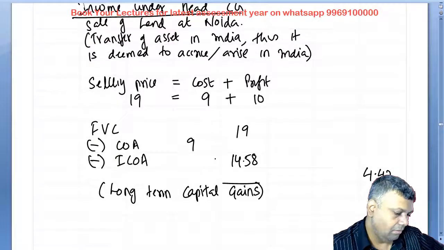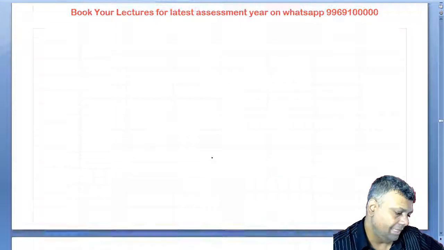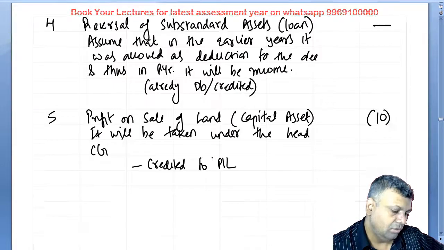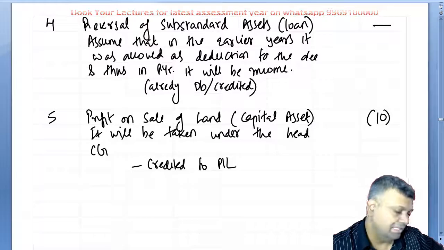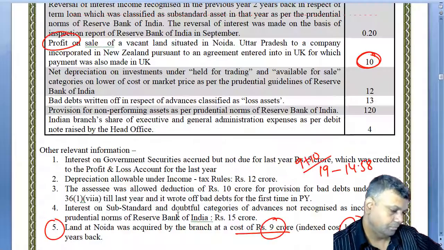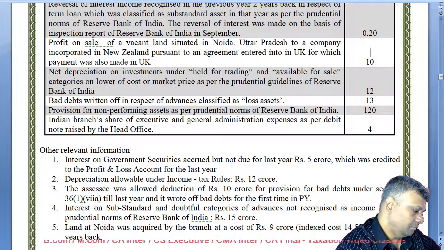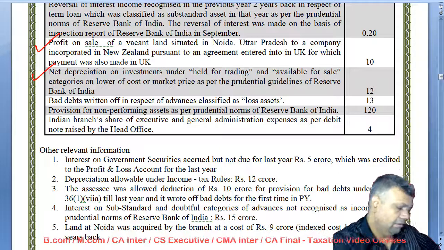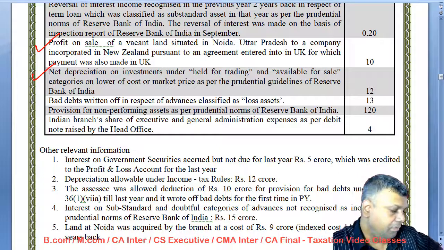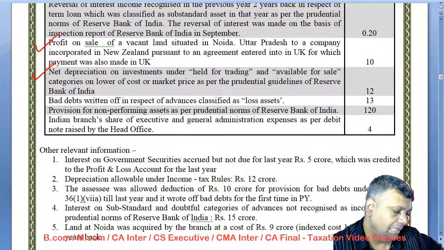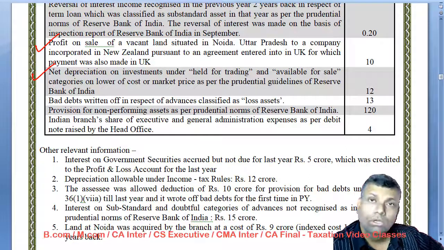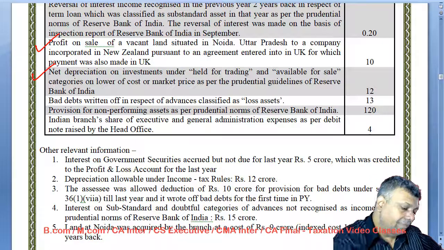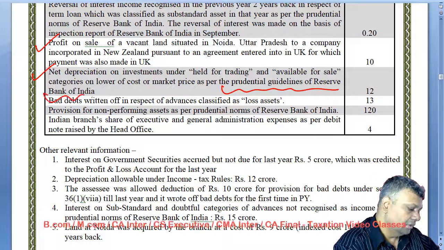Okay, so I have already done this adjustment. Now I'll go back. I've already excluded the profit and already done that capital gains adjustment. So almost through. Okay, so this is done. Profit on sale of vacant land is done. Next, net depreciation on investments under held for trading and available for sale categories on lower of cost or market price as per the prudential guidelines of the Reserve Bank of India.